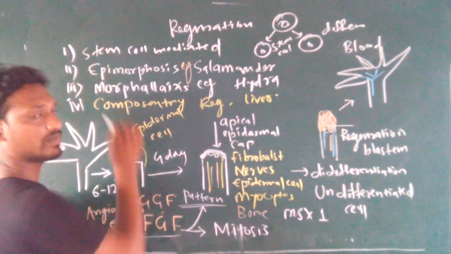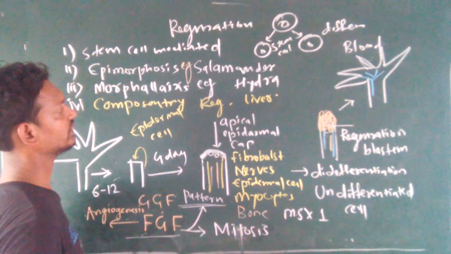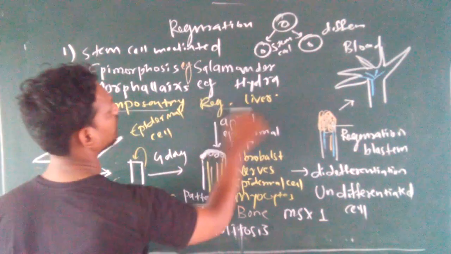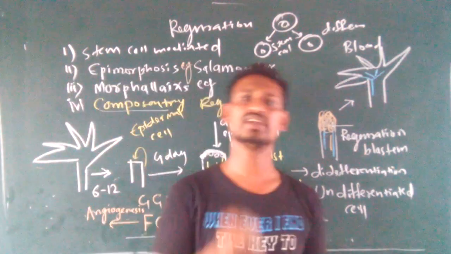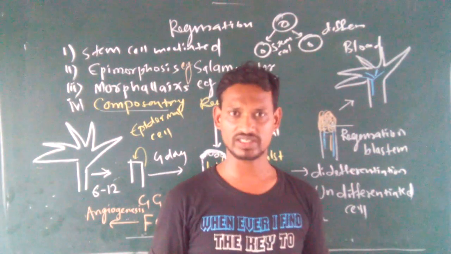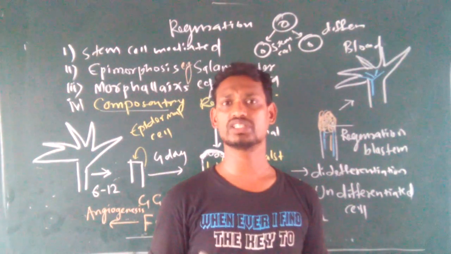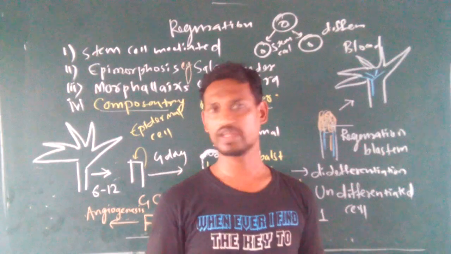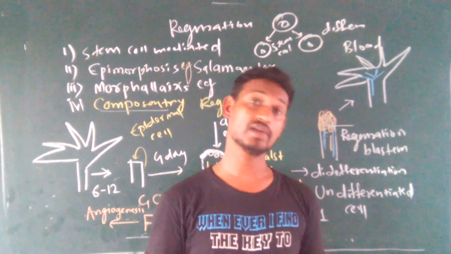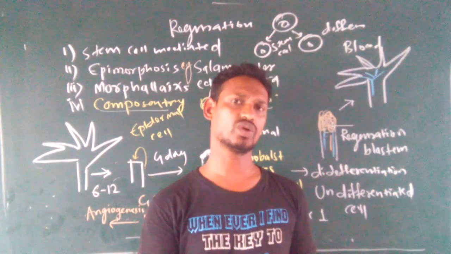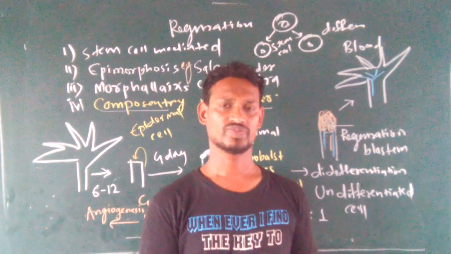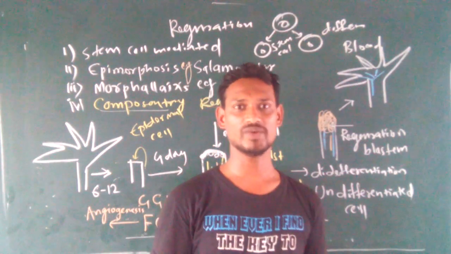These are the four basic types of regeneration. Especially this type of regeneration takes place inside our liver. Most of the animals have the frontiers about regeneration. We are unable to regenerate our forelimb, hand limb. Why? In the case of salamander, starfish, hydra, they have a tremendous quality of regeneration. I hope this video has helped you, and thank you.